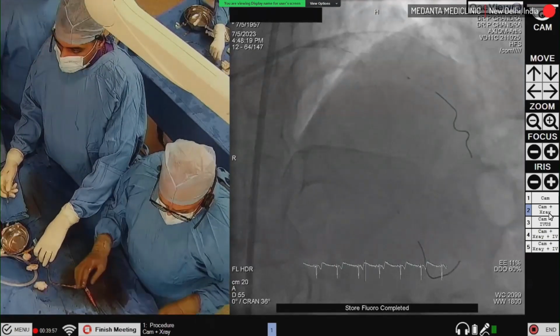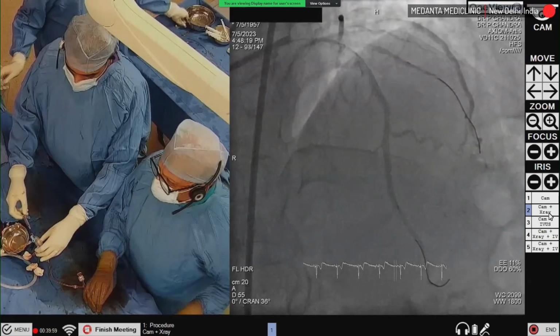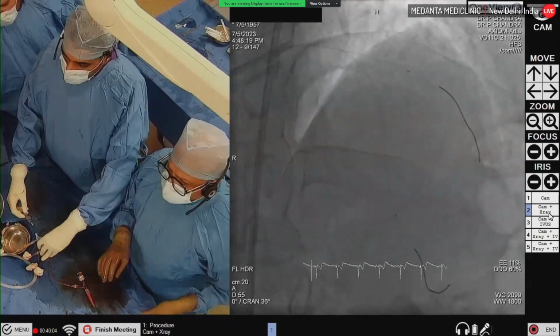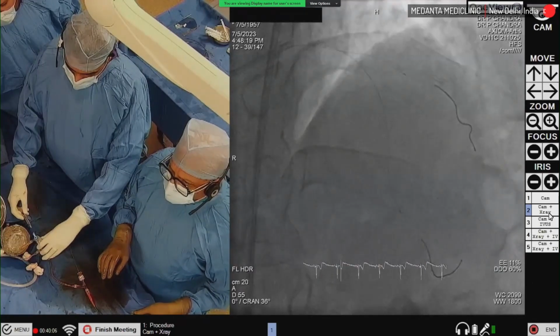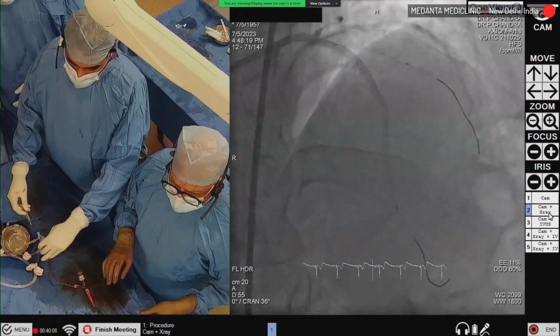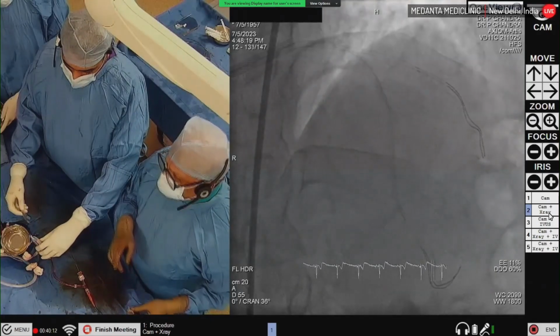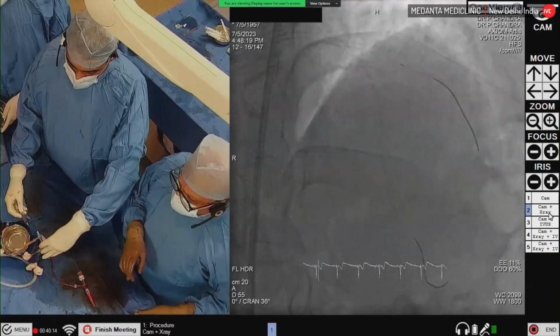And keep giving some saline, please. The pressures are okay. Continue checking the pressures. But the lumen looks quite good actually. How much atropine? 0.6. Okay, fine.